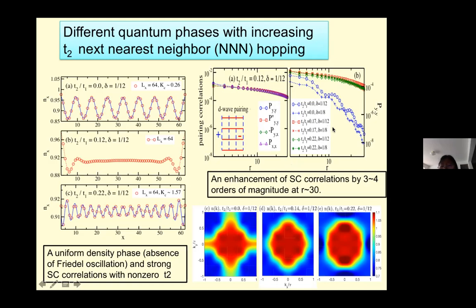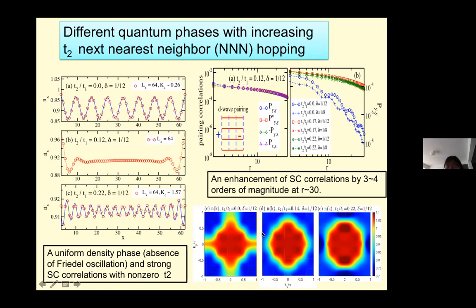And we also see how the pairing correlation changes with the parameter T2 over T1. The blue one drops very fast, about 3 to 4 orders of magnitude faster than the other pairing correlations. That is the simple t-J model without secondary neighbor coupling. With secondary neighbor coupling, the superconductivity jumps by that many orders of magnitude.